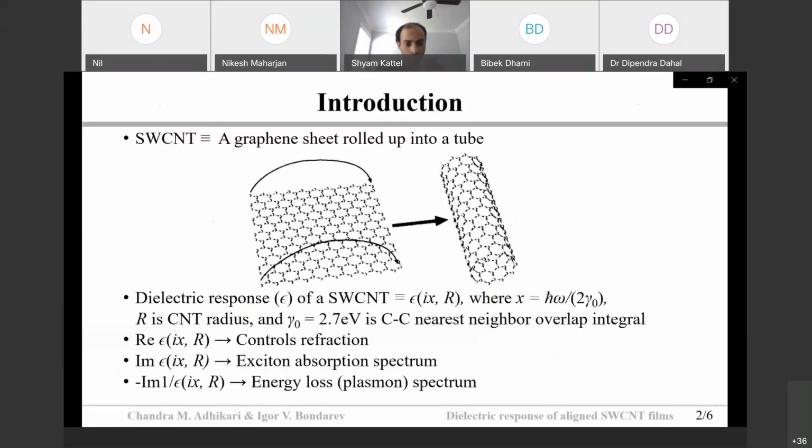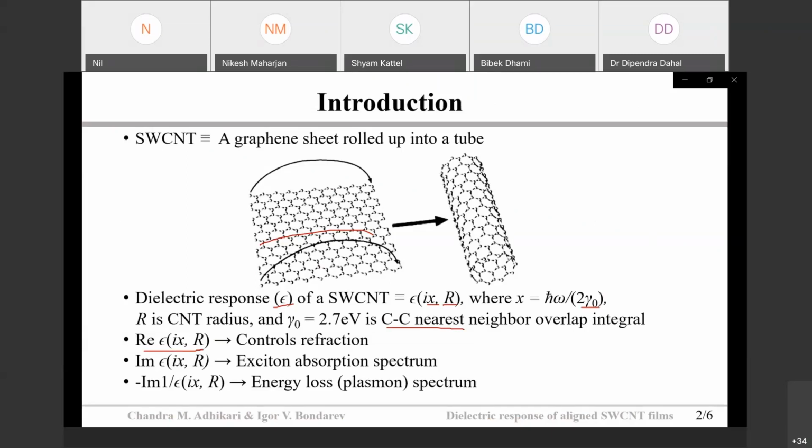Let us begin with what a single-wall carbon nanotube is. A single-wall carbon nanotube is a carbon allotrope in a cylindrical shape. If we roll up a graphene sheet into a 3D tube, then we get a single-wall carbon nanotube. The dielectric response of a single-wall carbon nanotube is a function of the radius of the carbon nanotube and the photon energy, where we have expressed this photon energy in terms of 2 gamma naught, where gamma naught is the carbon-carbon nearest neighbor overlap integral. The real part of the dielectric response function controls the refraction.